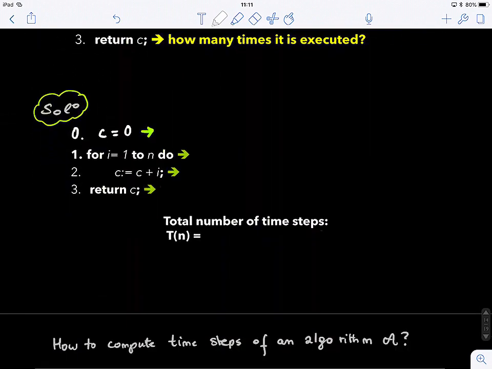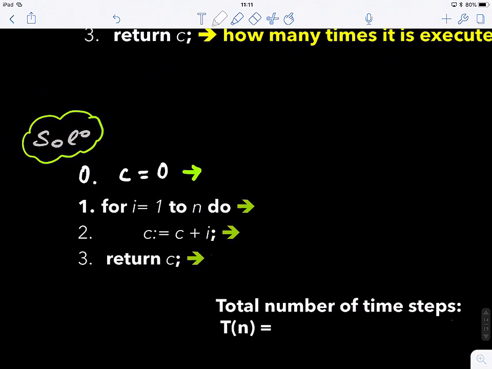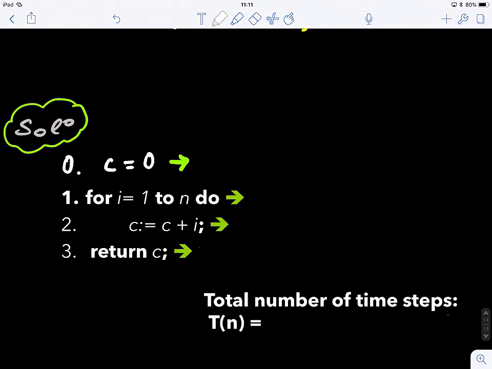This is, for example, an algorithm, right? It's quite simple. It's adding up numbers from 1 to n. Here, a time step is how many times the algorithm will run that instruction. So will the algorithm run this instruction? Yes, it's not a comment. How many times? Starting from instruction 0, this is my algorithm, it will run it just 1 time. How much time it takes to run that depends on the computer. This assignment is basically storing 0 in variable C.